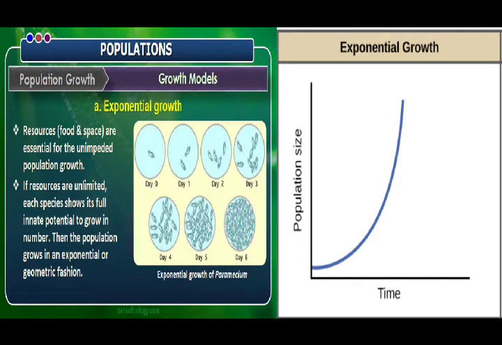For example, exponential growth of paramecium. When resources are unlimited, at that time paramecium is at its highest peak of growth. So that growth is known as exponential growth. So in exponential growth, if we see in terms of cells, the cells will divide like this: 2, 2 to 4, 4 to 8, 8 to 16, like that. So this is called exponential growth.